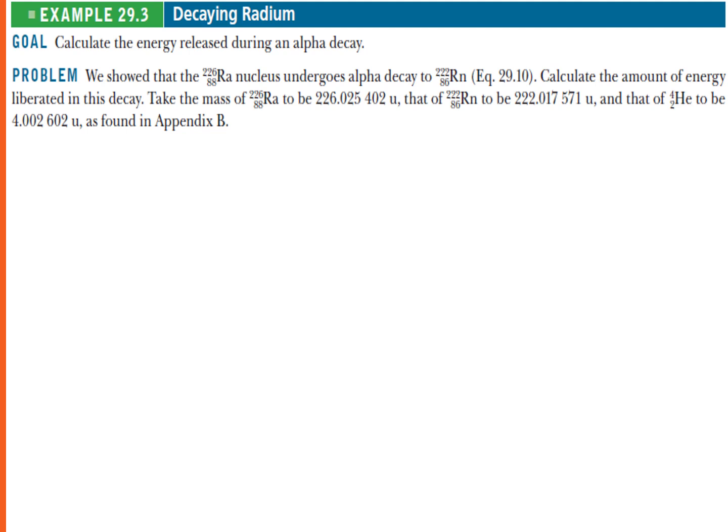The problem reads, we show that radium-226 nucleus undergoes alpha decay to radon-222. Calculate the amount of energy liberated in this decay. Take the mass of radium-226 to be 226.02540 unified mass units, and we also have the unified mass unit of radon-222 and the unified mass unit of the alpha particle. So first we have to write the alpha decay equation of radium-226.